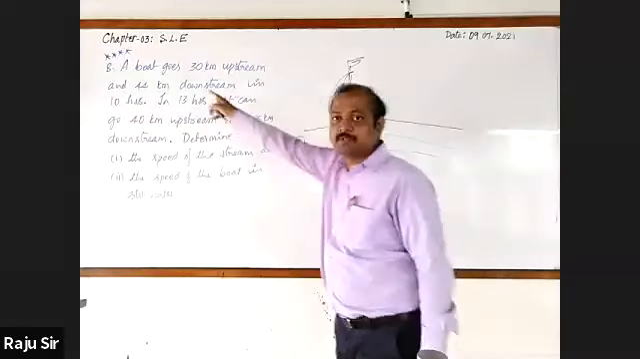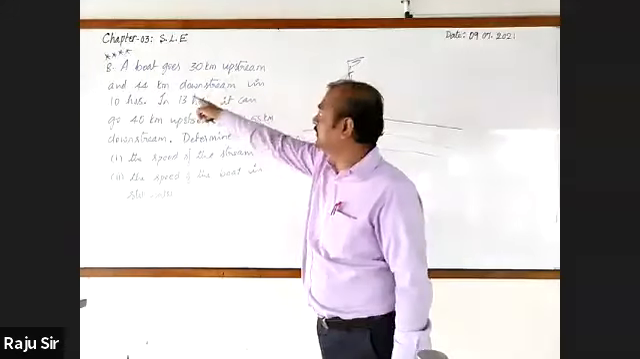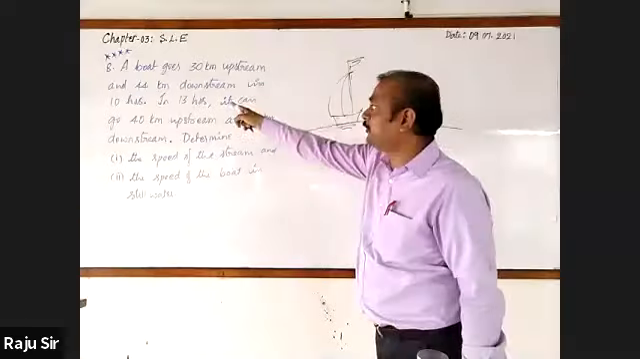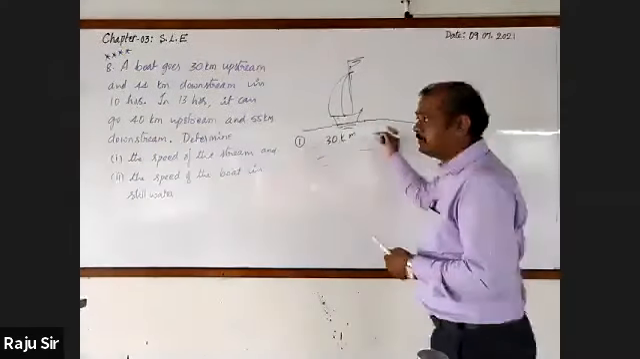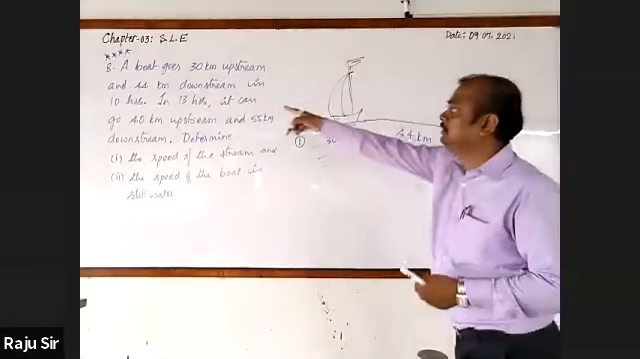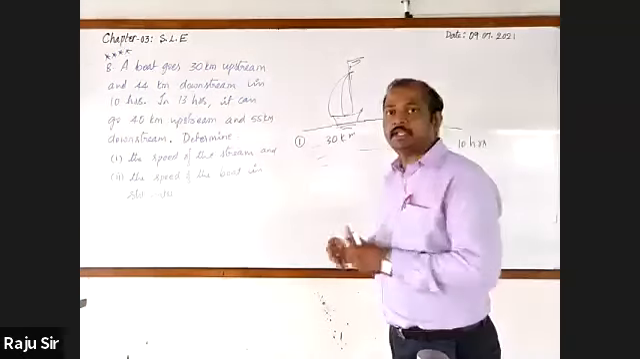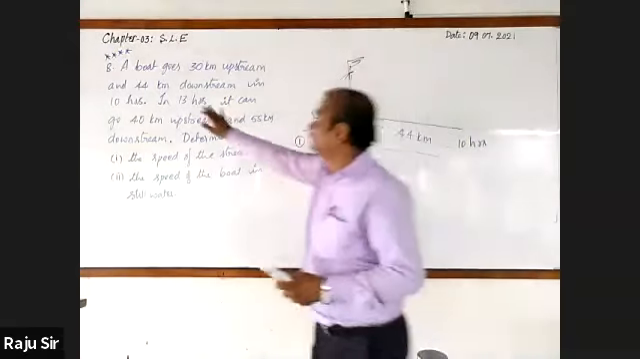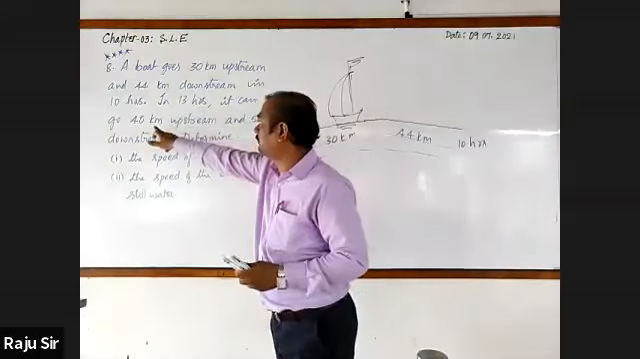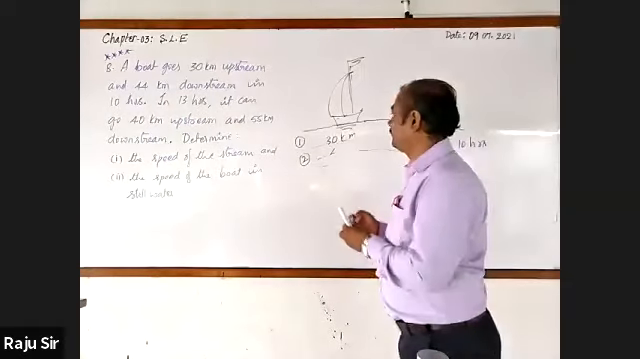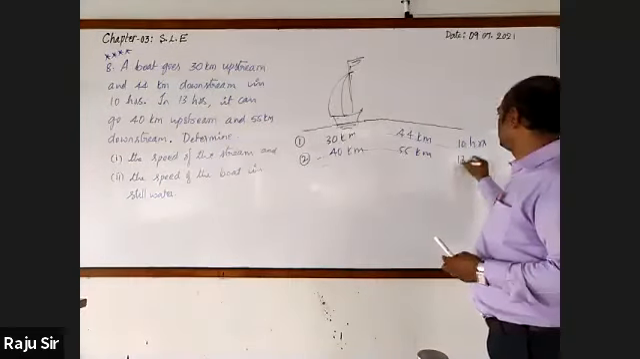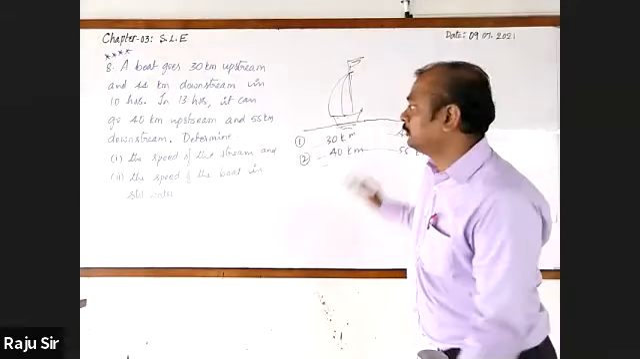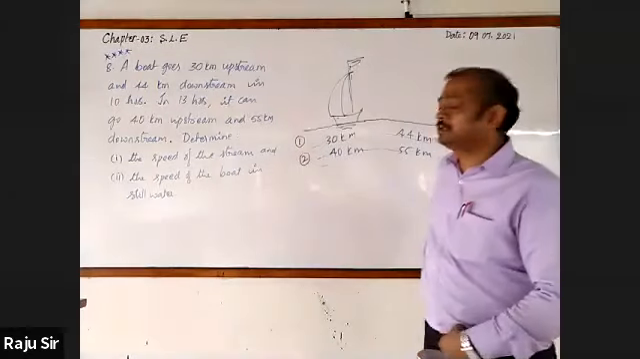Observe. A boat goes 30 kilometers upstream and then 44 kilometers downstream. Total how much time it will take? 10 hours. Now I go for taking the second situation. Again, total it takes 13 hours if it covers 40 kilometers upstream and 55 kilometers downstream. With this information, find the speed of the stream and the speed of the boat.